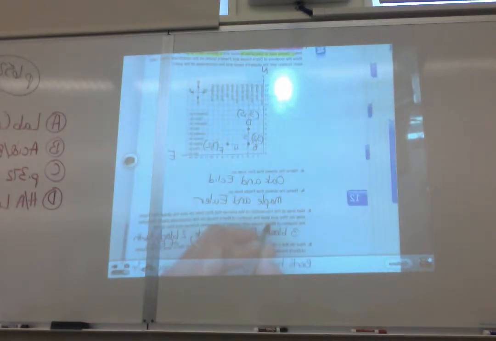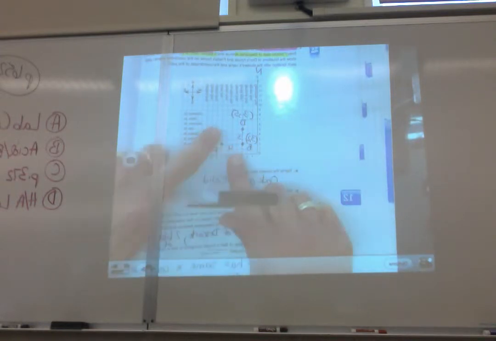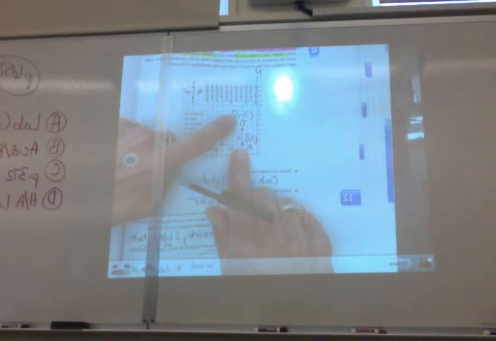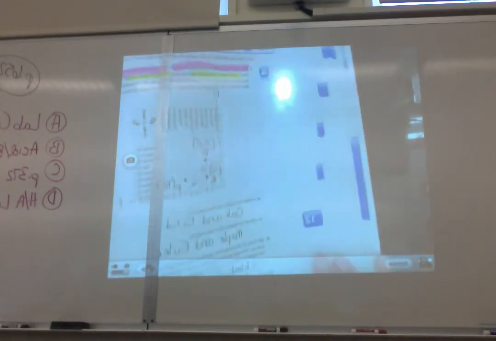Now we can see that with our eyeballs. How else could we have figured that out? Coordinates. What about the coordinates? Subtract 7 and 3 to find this side. Subtract 5 and 2 to get that side. Okay, Don and Bert's coordinates.